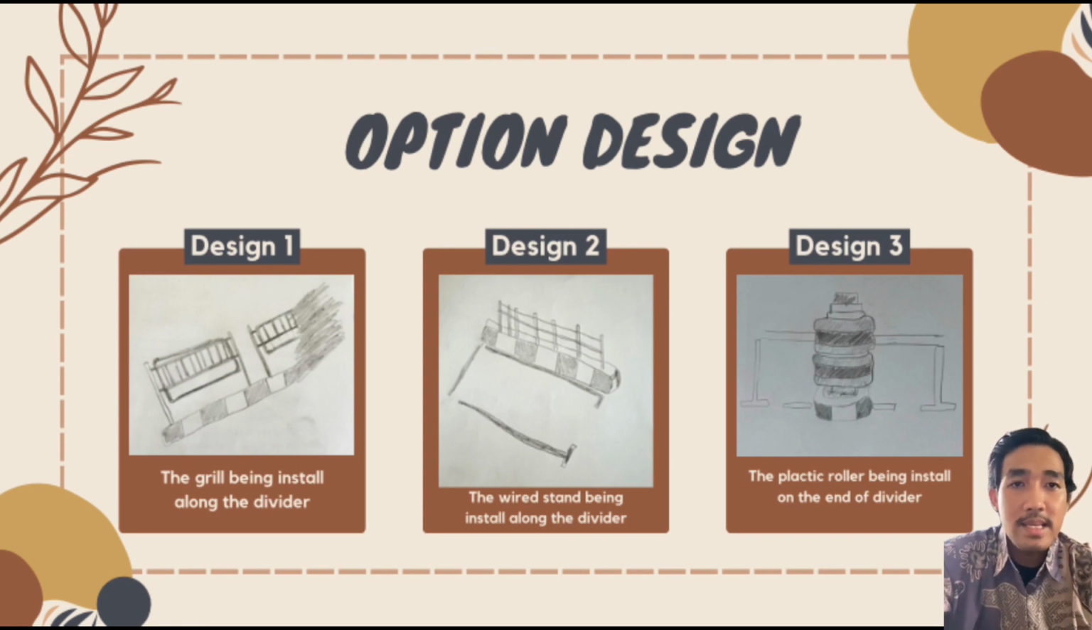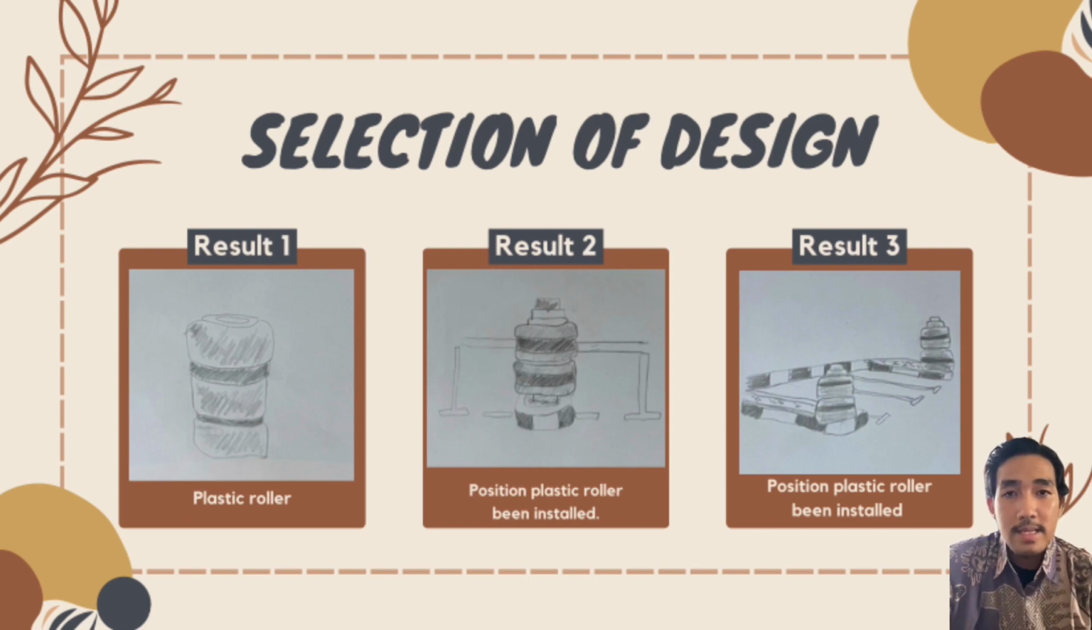The first design is the grill being installed along the divider. For the second design, the wire stand being installed along the divider. And the third design is the plastic roller being installed on the end of the divider. From the options of design and from the interview session that we did, we already selected design number 3.